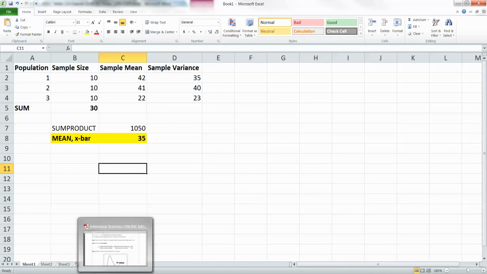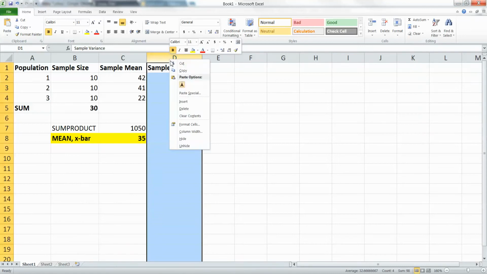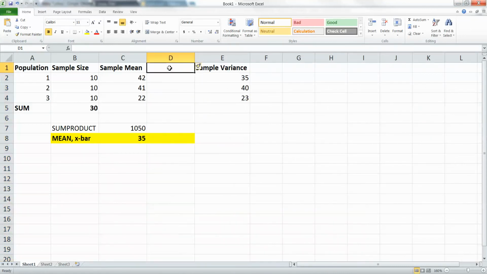Okay, so then what we're going to need to do is we're going to need to figure out the rest of these pieces of this formula. Let me see. Okay, so I need N1 times X1 minus X bar, N2, right, and so on. Well, that's actually another sum product. If I could actually just find what these guys are, and then I could sum product it. So I'm going to add in a column right here. So let me add in here. So this is going to be X minus X bar squared. That's what I'm going to do here.